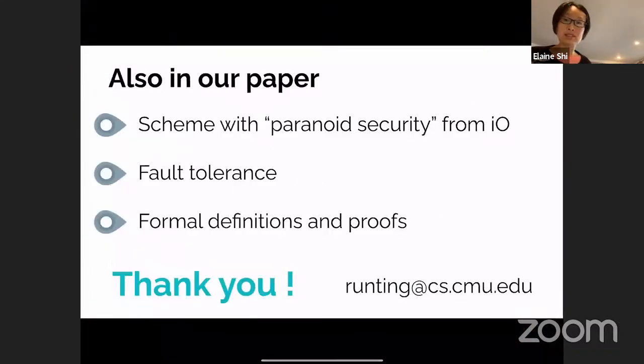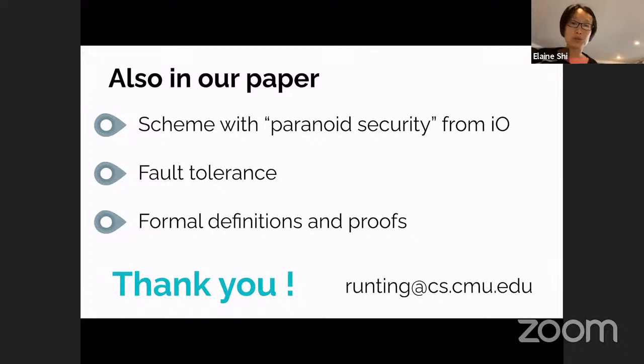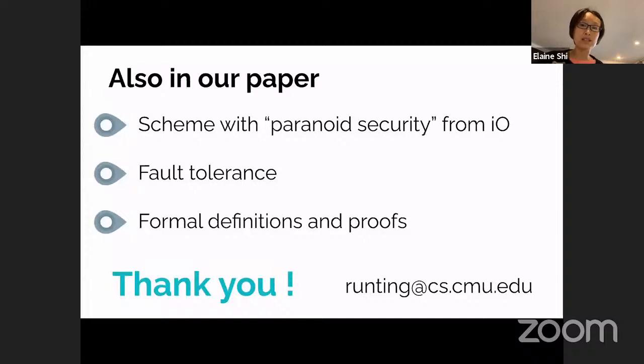This is a fixed set of senders and receivers, but in the fault tolerant version, we allow some senders to drop offline and still we are able to perform the decryption if some of them drop offline. But the set of senders and receivers are fixed during the a priori setup. And once the setup is done, the senders and receivers can perform multiple rounds of communication.